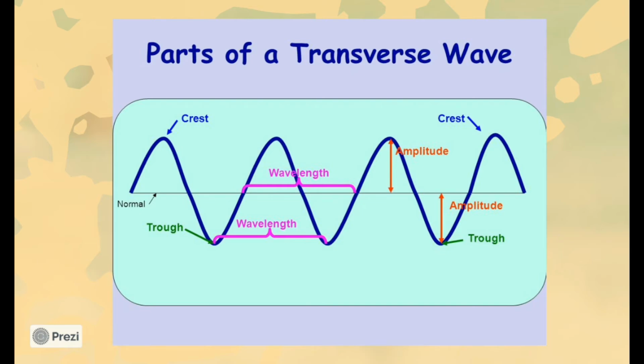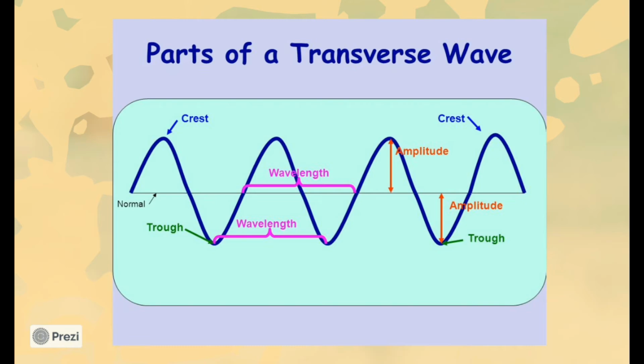Okay, here are the parts of a transverse wave. First is the crest, and also the trough, which was mentioned a while ago, and also the wavelength, and the amplitude. As you can see in the image, the crest is located at the upper or top part of the wave, and the trough is the bottom part of the wave from the equilibrium position or the natural position of the wave.